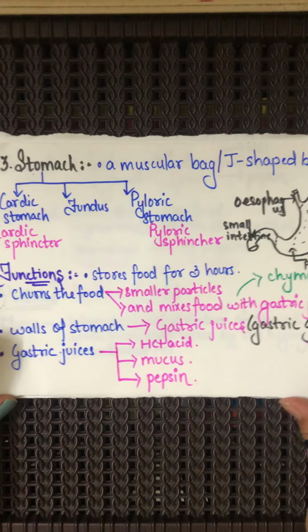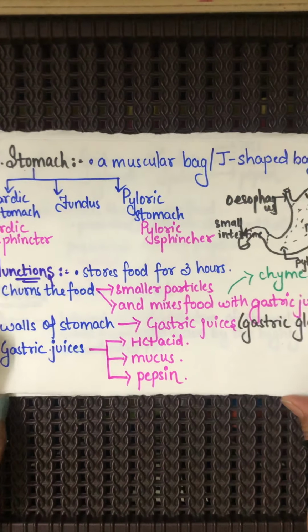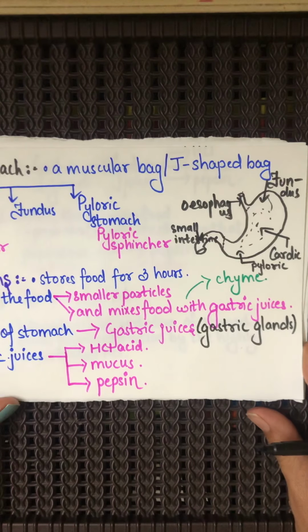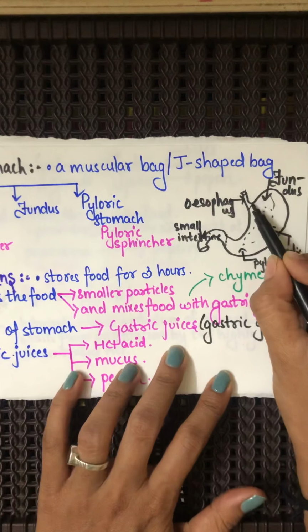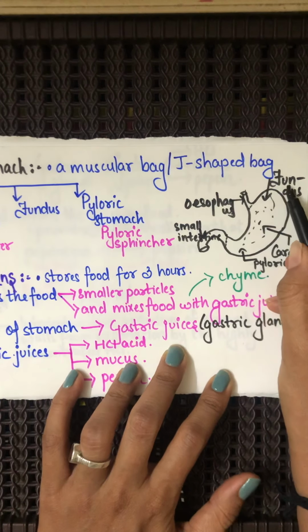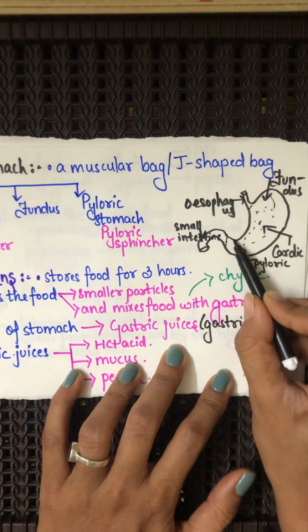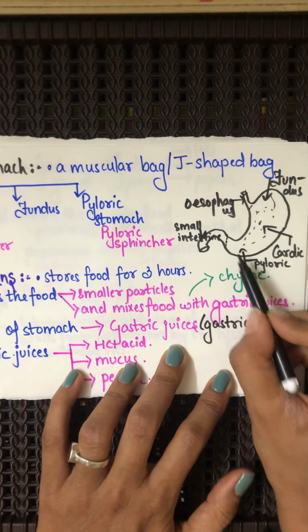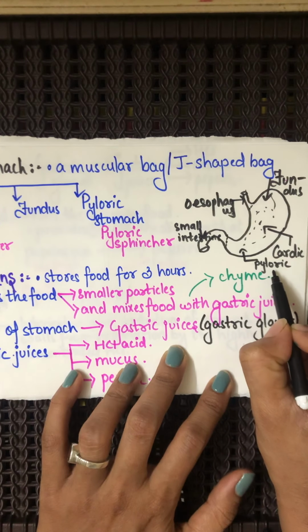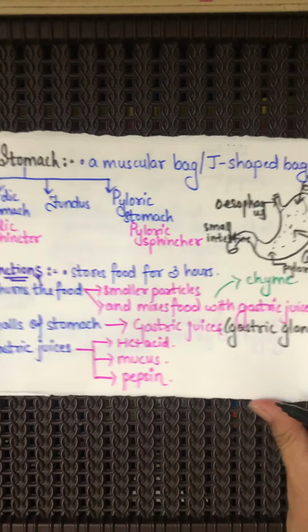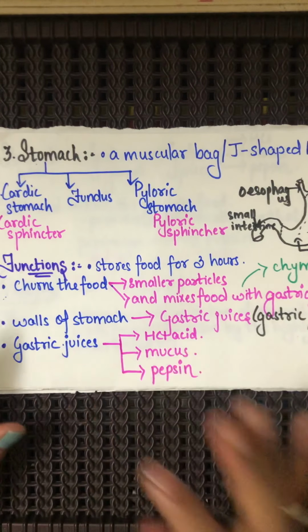Fine. Now, have we understood the various parts of the stomach? It is this curved part, that is the fundus; the main part of the stomach, that is the cardiac stomach; and the end part of the stomach, which is narrower, termed the pyloric stomach. Yes. Now talking about the functions of the stomach.